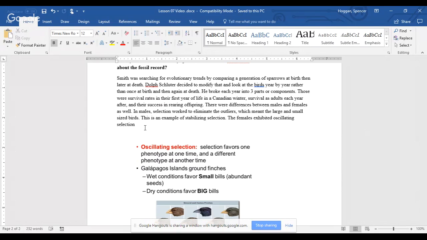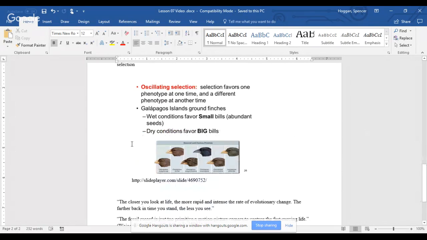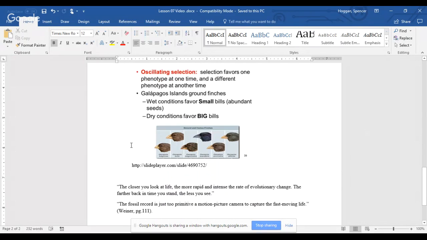And the females exhibited oscillating selection, and I got this picture to kind of break it down. It's just telling us that selection favors one phenotype at one time and a different phenotype at another time. So, for example, in Galapagos, the wet conditions would favor the small bills, and the dry conditions would favor the big bills. And so it's kind of the same thing with the Canadian winter. As they'd go through different seasons, they would see different preferences for natural selection.